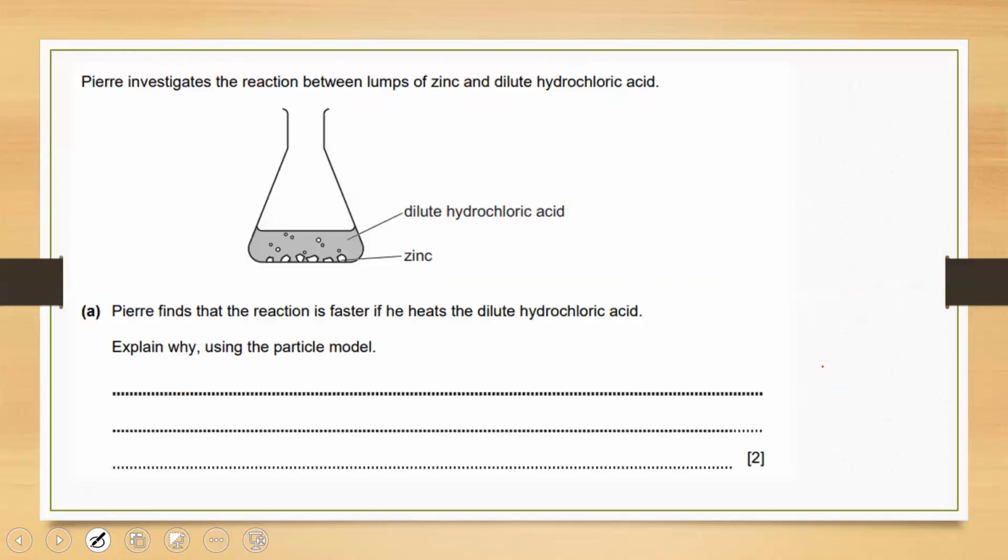Now, Perry investigates the reaction between lumps of zinc and dilute hydrochloric acid. He is trying to find out when the reaction is faster. If he heats the dilute hydrochloric acid, he finds that the reaction is faster. We are to use particle theory to explain.